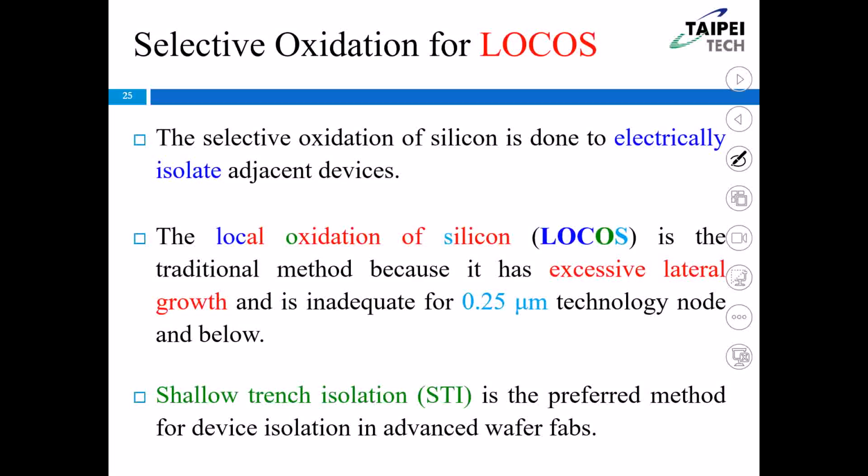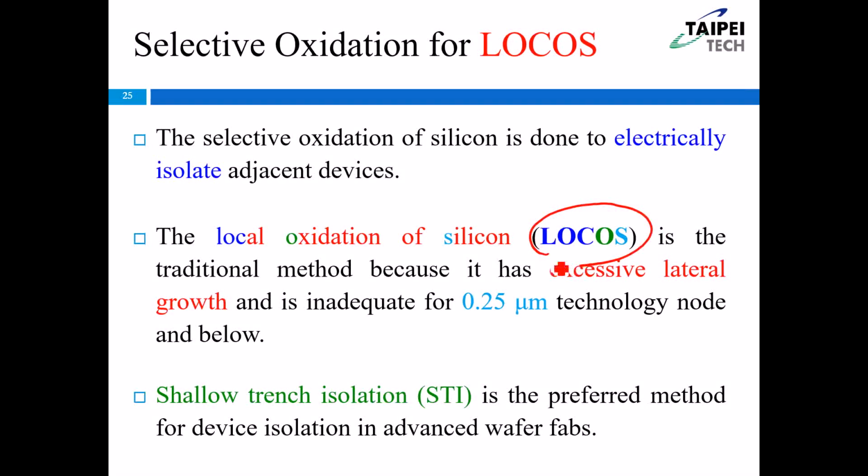So for the LOCOS, let me see. The LOCOS and the STI have the same location and the same purpose. The purpose is to isolate two adjacent devices, to electrically isolate between two transistors, okay? And the whole name for LOCOS is the local oxidation of silicon, okay? If you don't remember the whole name, it's okay. But at least you need to know LOCOS, okay?